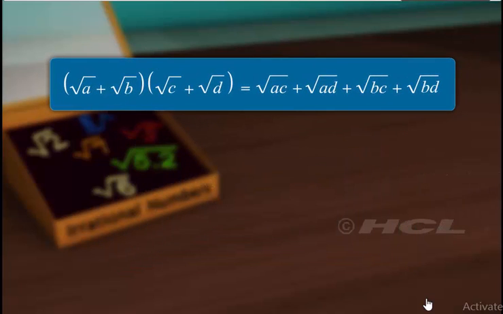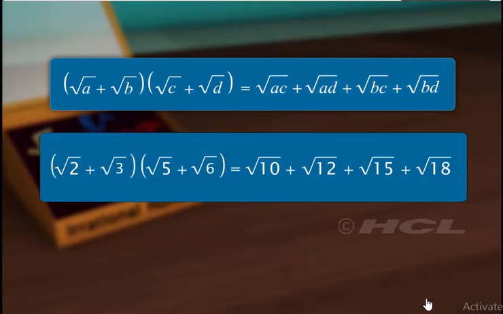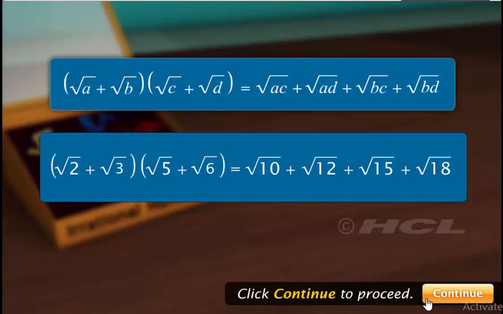Next, let's look at another identity. The product of the square root of a plus the square root of b and the square root of c plus the square root of d is equal to square root of ac plus square root of ad plus square root of bc plus square root of bd. Here is an example.